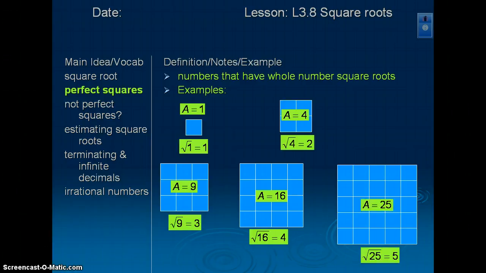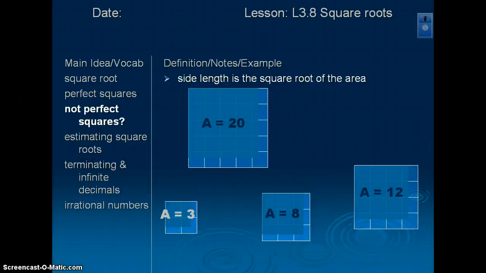It's really nice when things work out perfectly like this. We call those perfect squares. But there are numbers that are not perfect squares. For example, 20, 3, 8, and 12 are not perfect squares. Not because they don't make a square, but because their side length is not a perfect whole number.